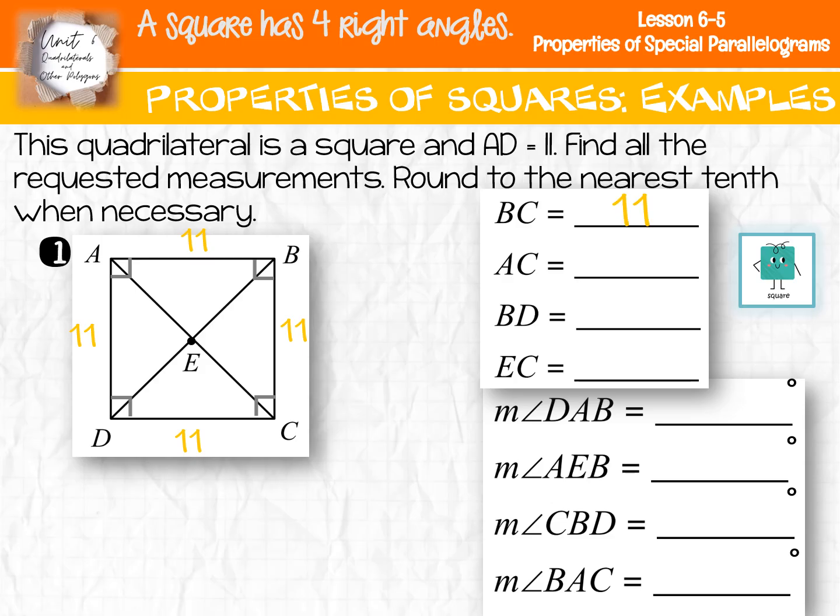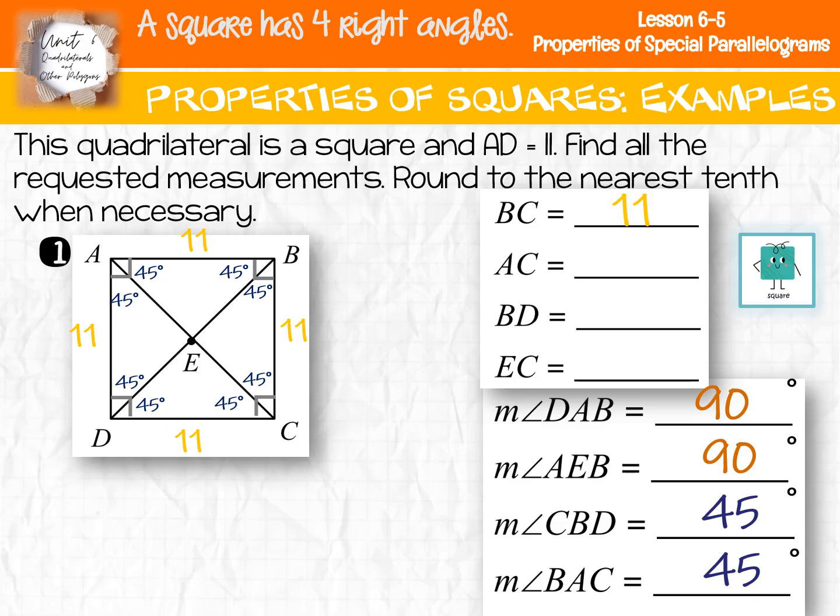Let's hit the angles. So we know all 4 angles are right angles. So those are 90. And all of those are 45 because the diagonals bisect opposite angles. So we have our other 2 angles. And look at length of segment AC, that's a diagonal. Length of segment BD, that's a diagonal. Those are the same. And length of segment EC is half of a diagonal.